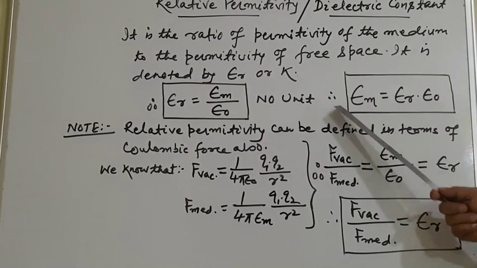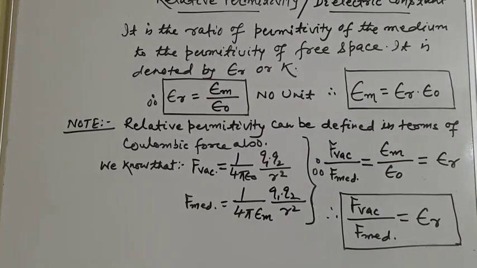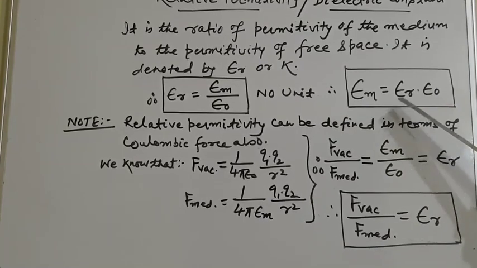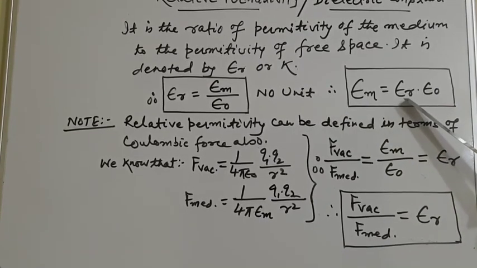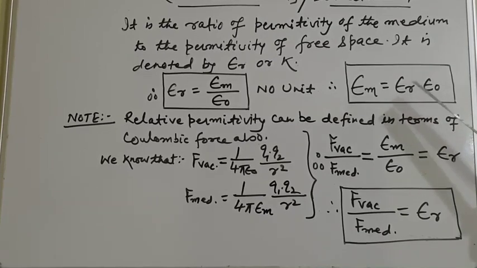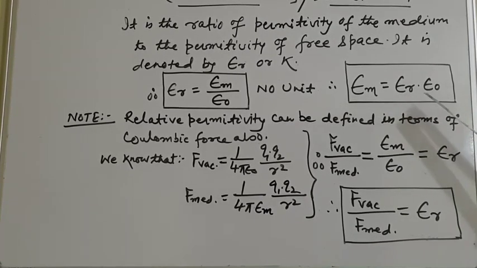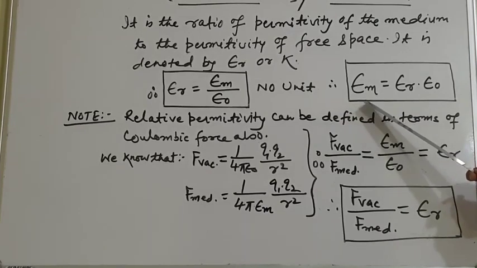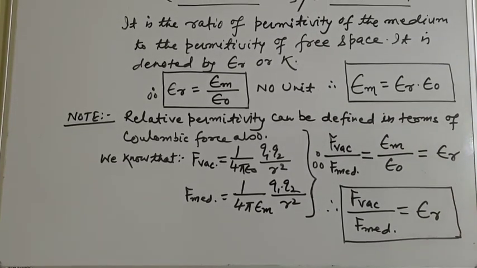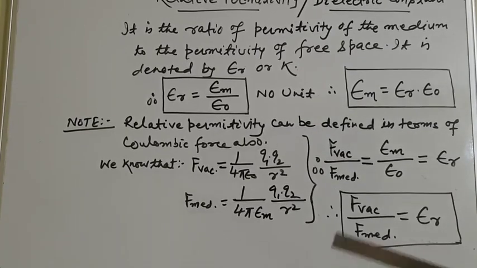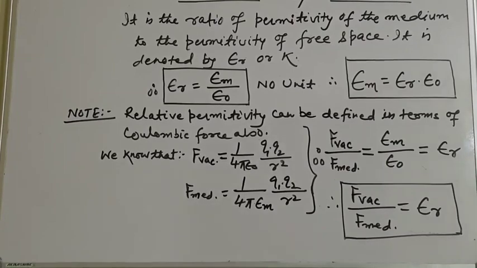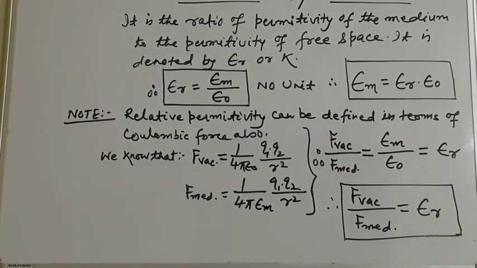So with the help of this relation, what can we conclude? It is quite clear that if the relative permittivity of any medium is known, we can easily find how many times its permittivity is greater than the permittivity of free space. And we know that the permittivity of any medium is always greater than the permittivity of free space.